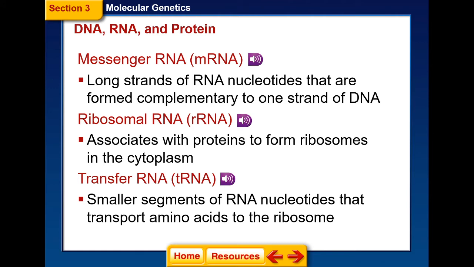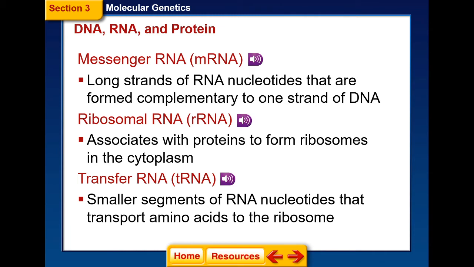Okay, 3 different types we're going to look at. First up, messenger RNA, also called mRNA. Messenger RNA are long strands of RNA nucleotides that are formed complementary to one strand of DNA.